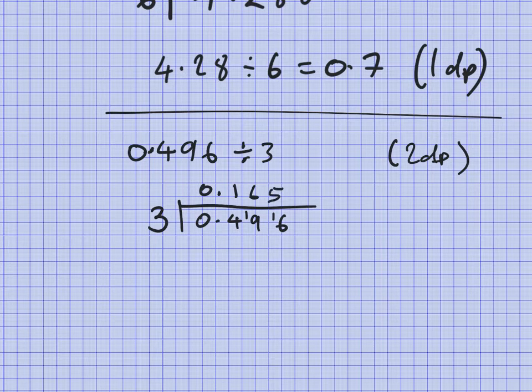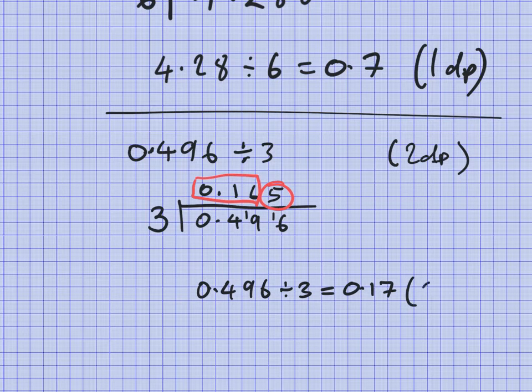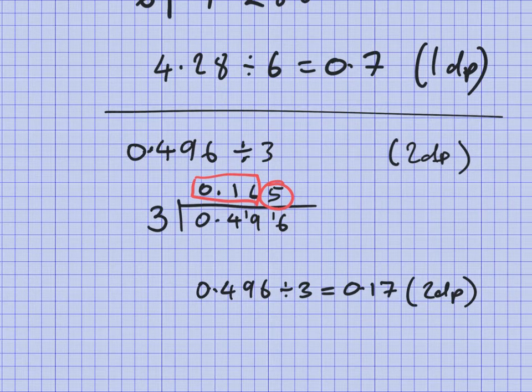And I can stop because I've got more decimal places than I need. I needed 2 decimal places. I've written down 3. So now I can look and say that this is the bit that I need. What does that do? It rounds it up. So 0.496 divided by 3 is 0.17 to 2 decimal places. I did the extra decimal place so that I could check whether it rounded up or stayed the same.